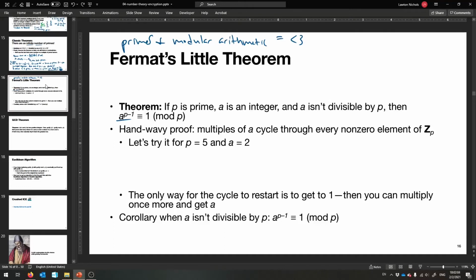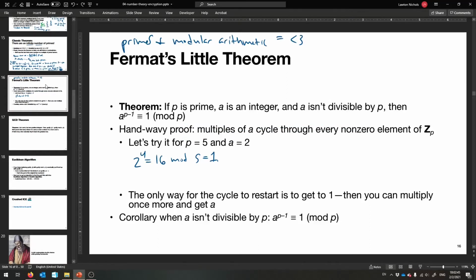Isn't that weird? How odd. Let me prove this to you for p equals 5 and a equals 2. So first of all, 2 to the 4 equals 2, 4, 8, 16. But mod p, which is 5, what is that? Yeah, that's right, it's 1. And my hand-wavy proof to you, I'm not going to prove this to you, you can look it up on Wikipedia if you'd like. It's a bit more complicated than we have time for.